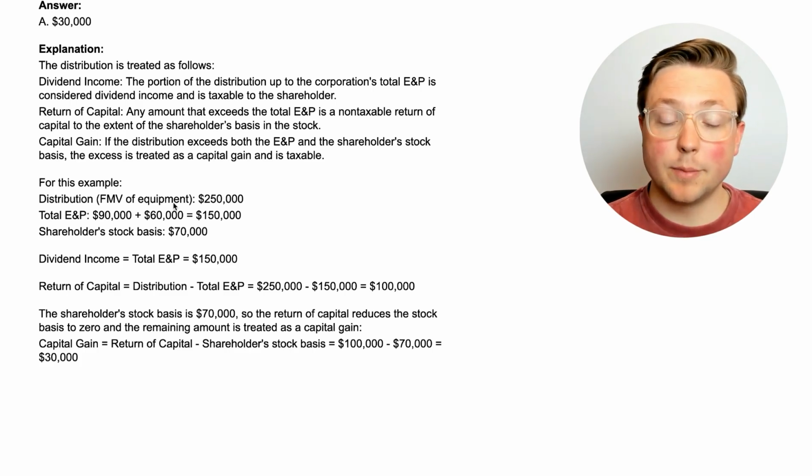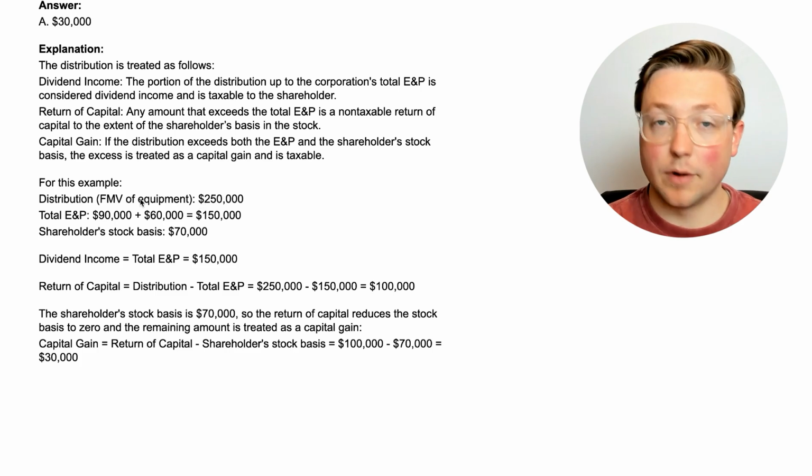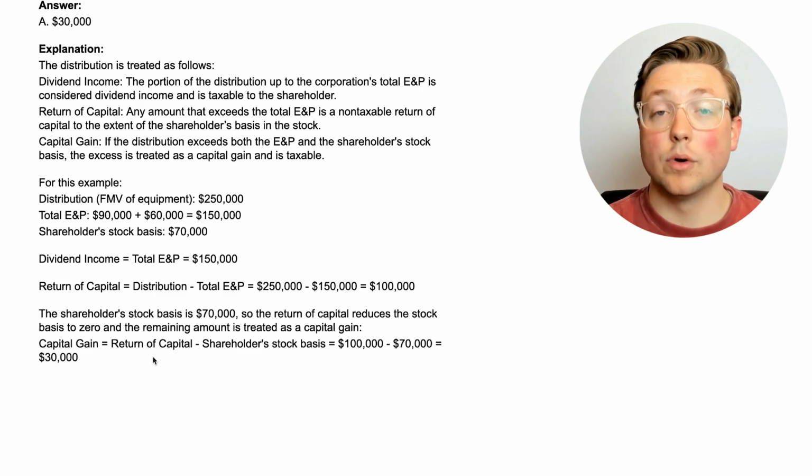So the distribution was $250,000, and that's the fair market value of the equipment. The total E&P was $150,000, and the shareholder stock basis was $70,000. So the first $150,000 is dividend income. $70,000 is a return of capital, and then there's still $30,000 left of the distribution that has not used up E&P or the shareholder stock basis. So that is considered a capital gain. That is the recognized gain that is taxed for this shareholder.